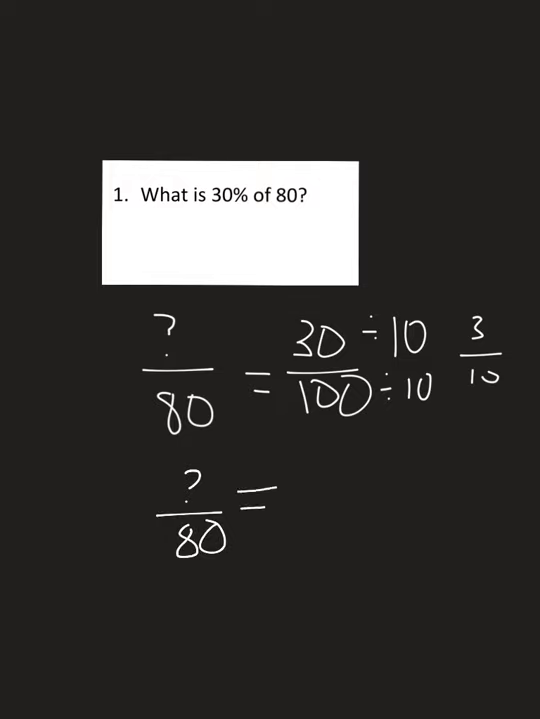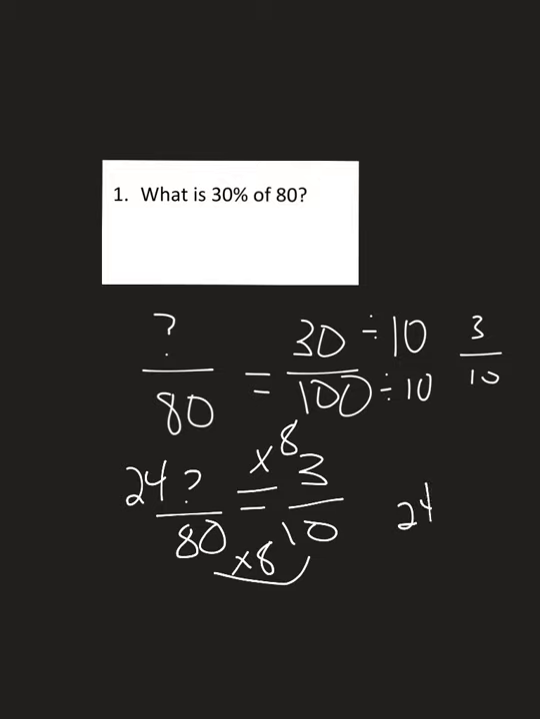So then our problem would look like: we don't know our part, over 80, equals 3 over 10. So how can 10 become 80? Well, by multiplying by 8. So if we take 3 times 8, then it would be 24. So 24 over 80 would be 30%. 24 is 30% of 80.